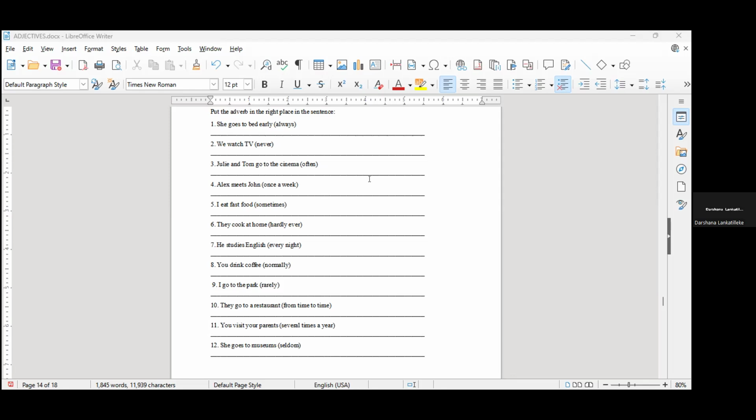Right, correct. Then number five, I eat fast food sometimes. Sometimes is a frequency adverb. Then I sometimes eat fast food. Okay. Number six, they cook at home. Hardly ever. So how do you write that one?